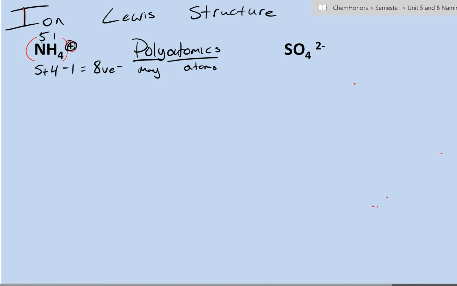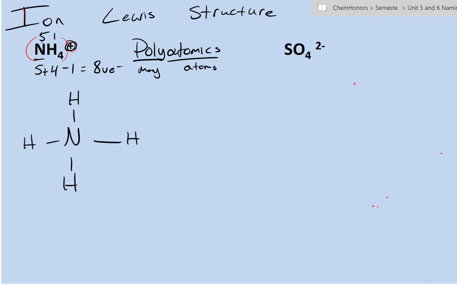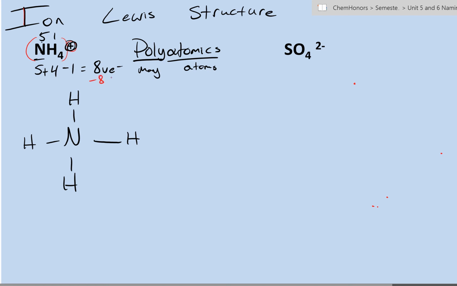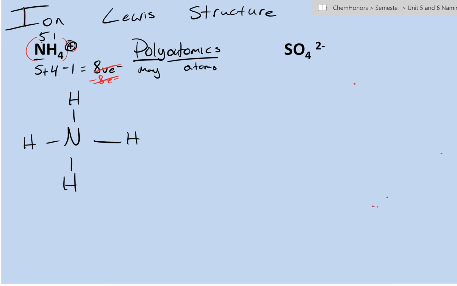Now, the next step is the same thing as before. Nothing else is really different. We do our central atom first, then we put our hydrogens around it. I'm going to put them in a tetrahedral shape. Then we put a bond to each of them. Each of these bonds consumes 2 electrons. We did 4 bonds, so that's minus 8 electrons, and we're all out. So this is our Lewis structure for NH4 positive.